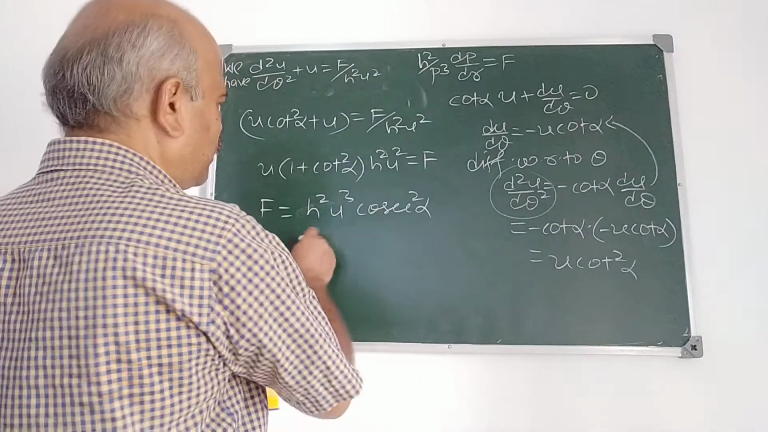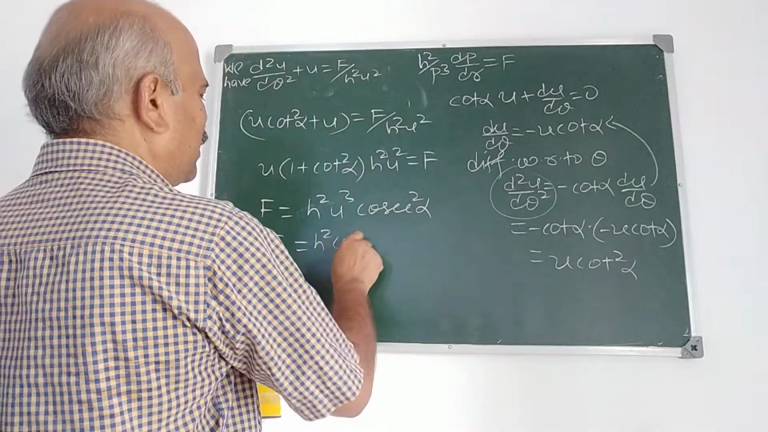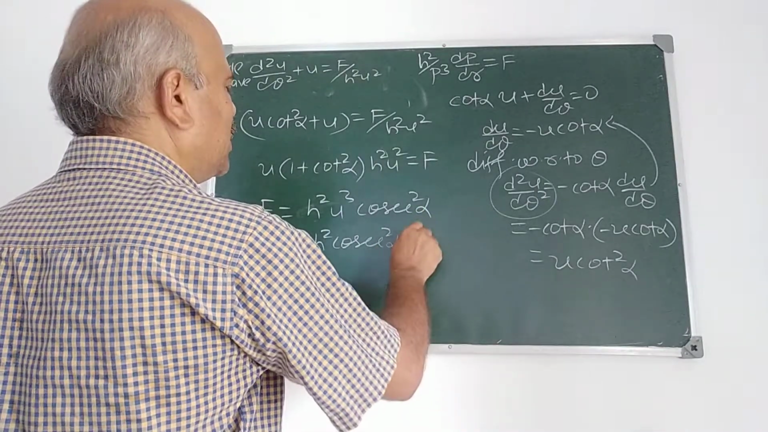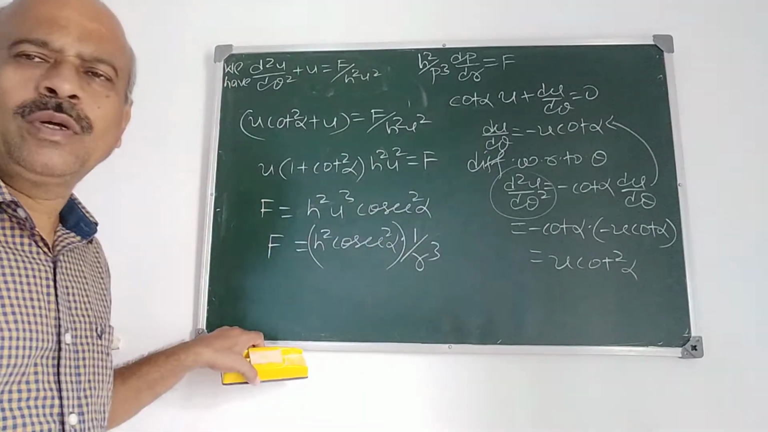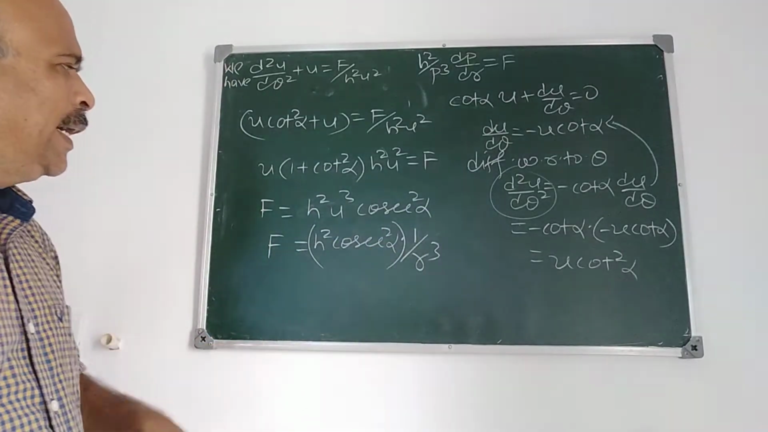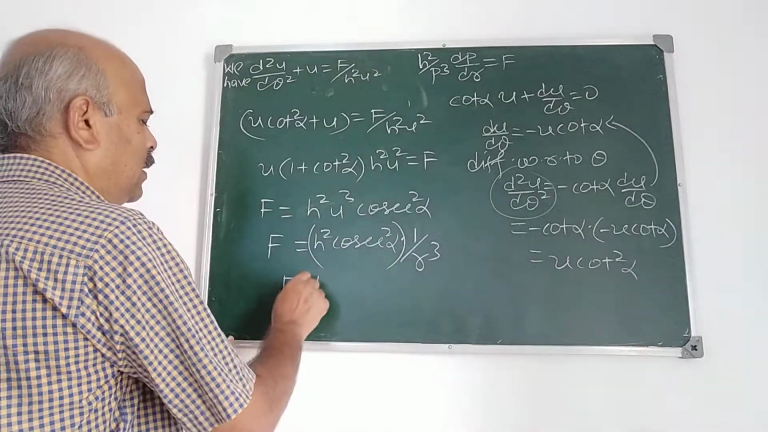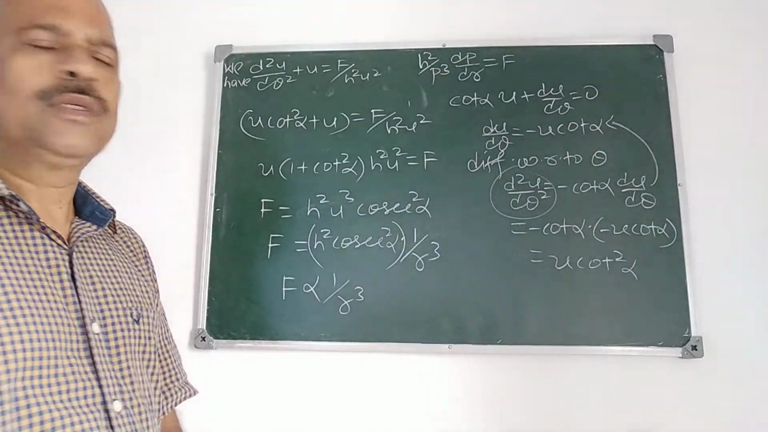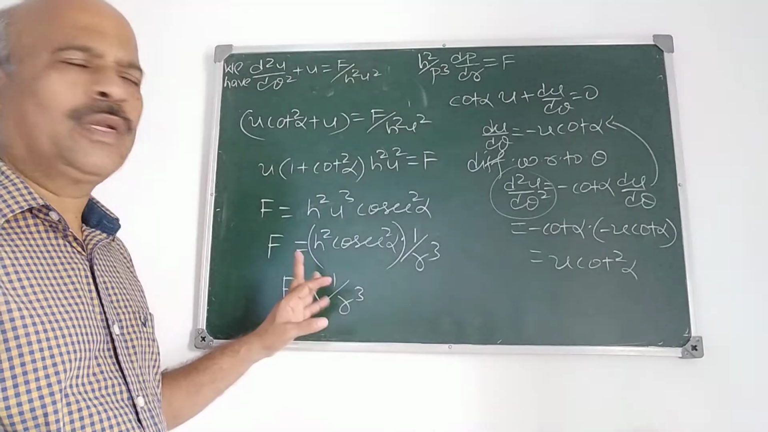Therefore, f is h square cosec square alpha into u cube, and u cube is 1 upon r cube. And alpha is constant, h is constant here. This implies f is proportional to 1 upon r cube. So the law of force is proportional to 1 upon r cube.